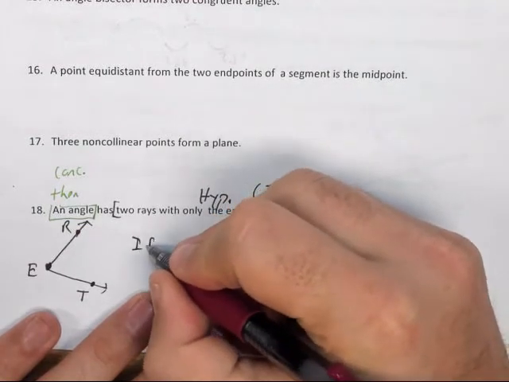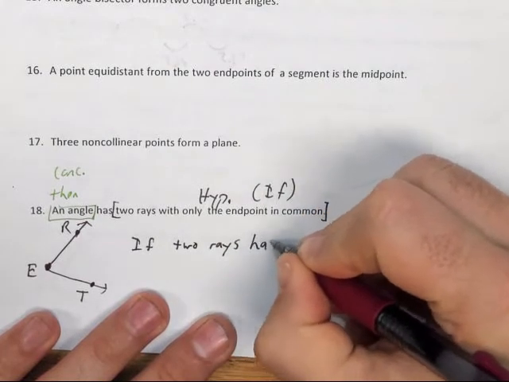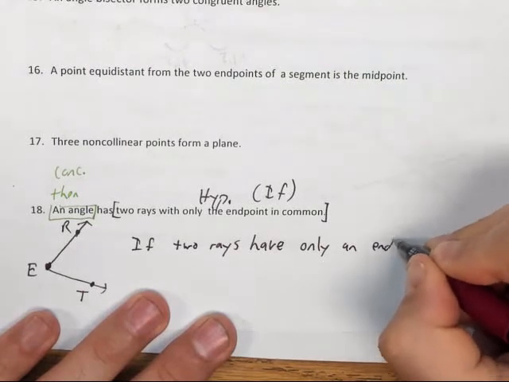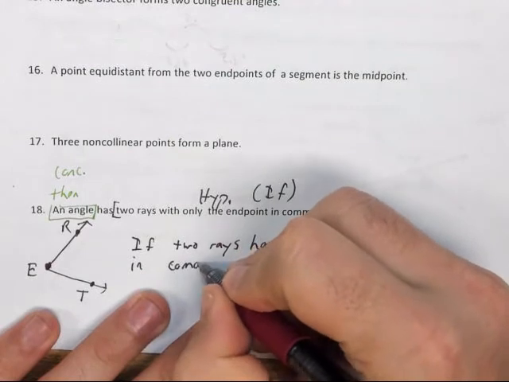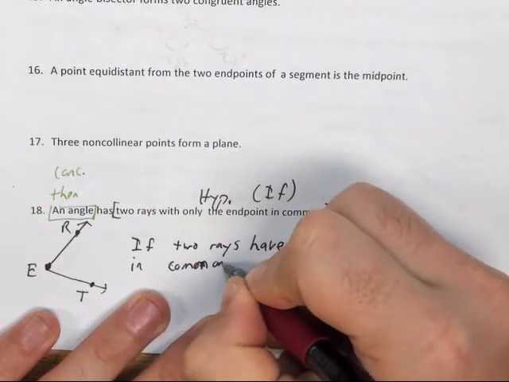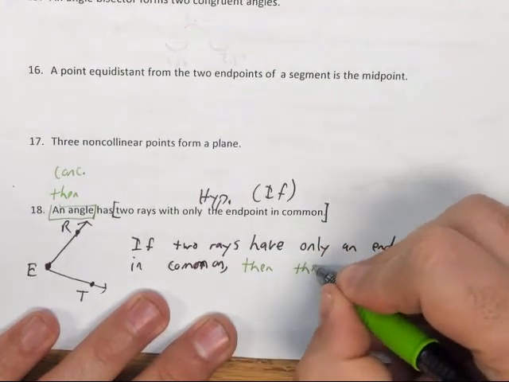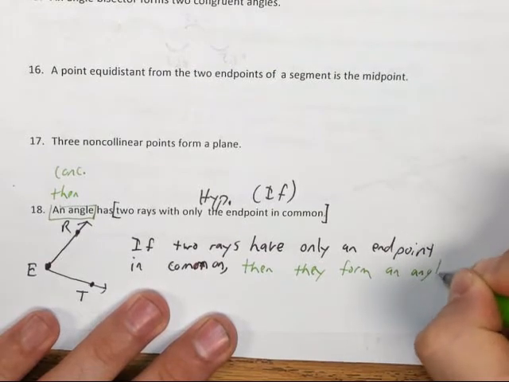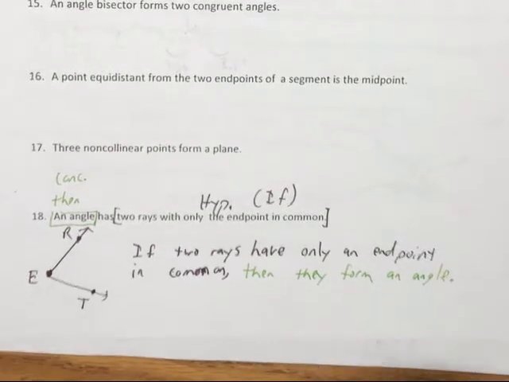So if 2 rays have only an endpoint in common, then they form an angle. Now this is one where I did have to use a little bit of grammar jujitsu to make the whole thing work out.